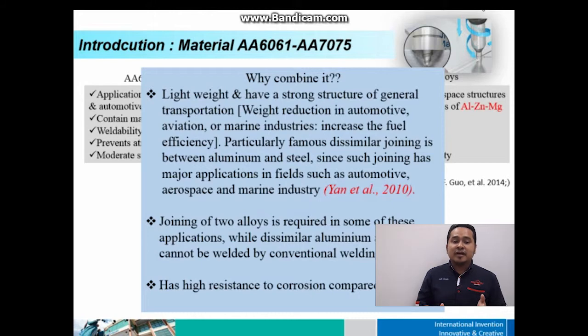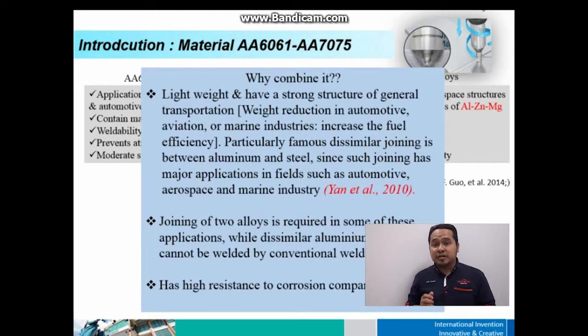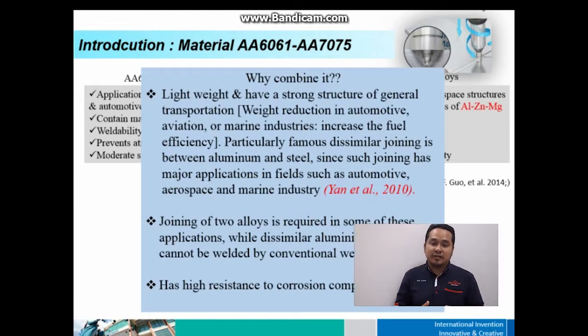Of course, first, they are lightweight and give a strong structure for general transportation, with weight reduction in the automotive, aviation, or marine industry, which increases fuel efficiency. A particularly famous dissimilar joining is between aluminum and steel, since such joining has major applications in fields such as automotive, aerospace, and marine industry. Joining of the two materials is required in some of these applications, while dissimilar aluminum alloys cannot be welded by the conventional welding process. They also have a high resistance to corrosion compared to steel.